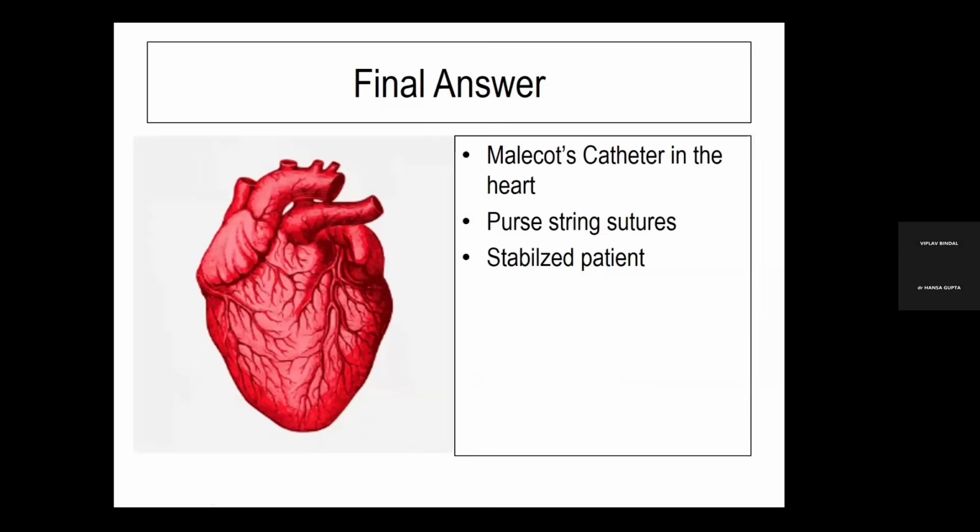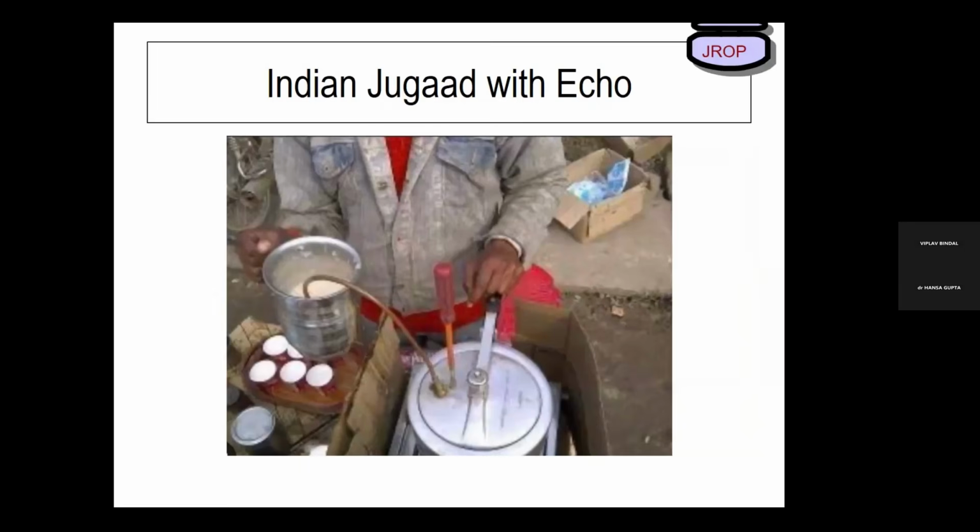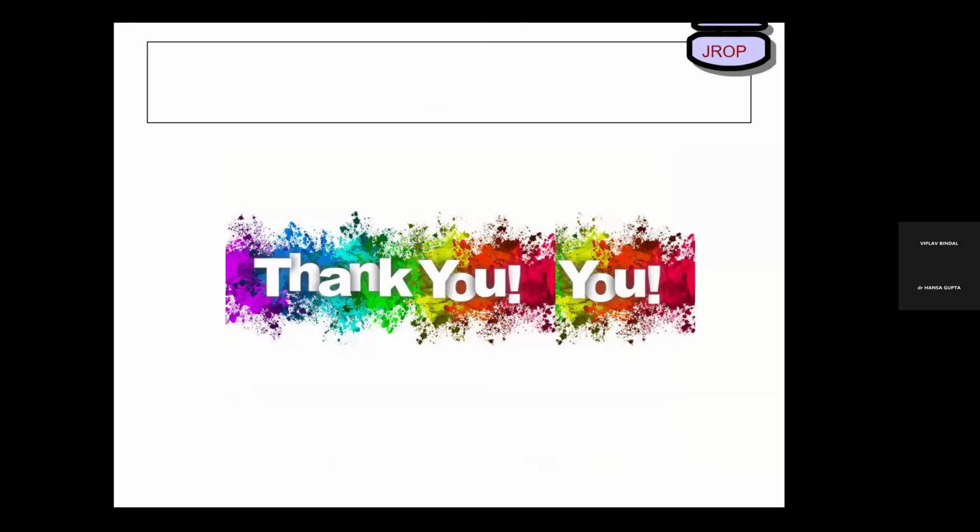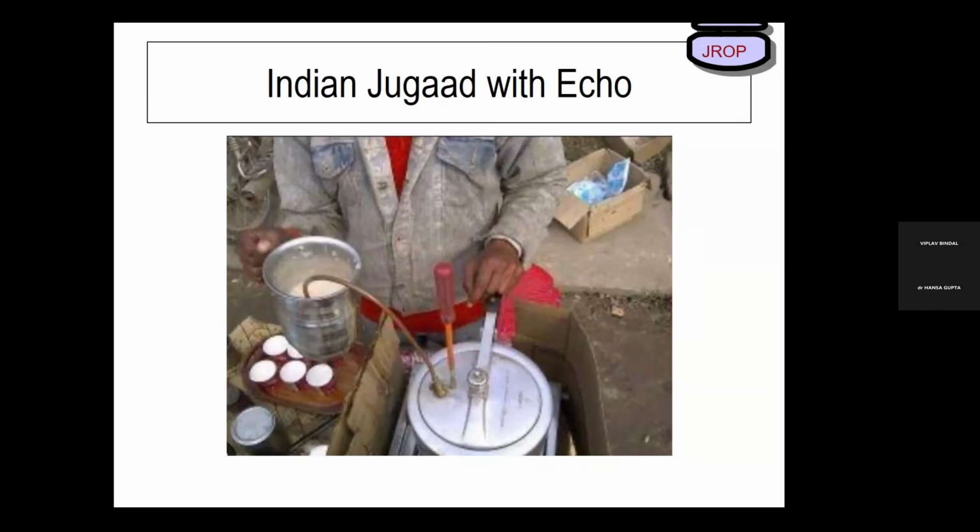And that's what we said when we utilized this technology of pericardial effusion by contrast echo, diagnosis in the right pericardium through a rent into the right atrium. And this Malachite catheter was there, and that was it, classically said, Indian jugaad with echo. And finally, the patient stabilized, went home happily, and the hospital started an inquiry against us, what the hell you were doing last night in the hospital.